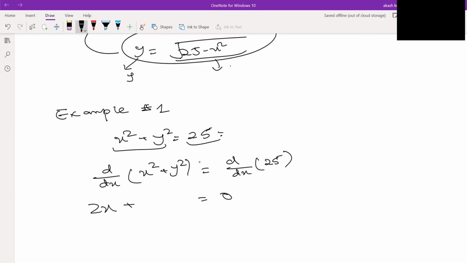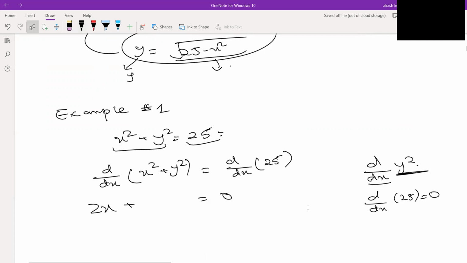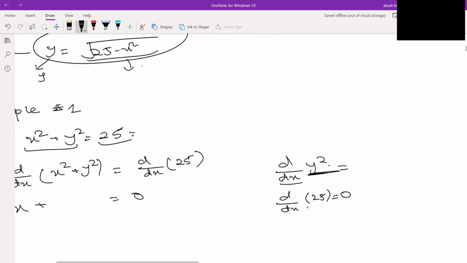Okay, now the function is like this, right? d over dy of y square... 25 is a constant term, so we make it 0. For that, we will be applying the power rule. Power first, minus 1 from the power, it will be 2y, right?